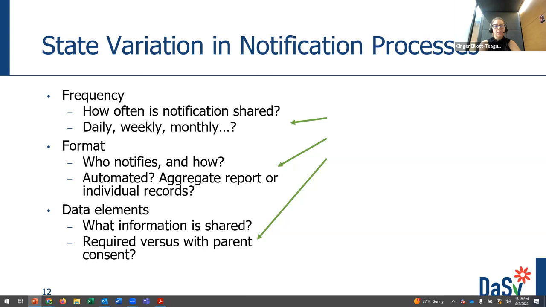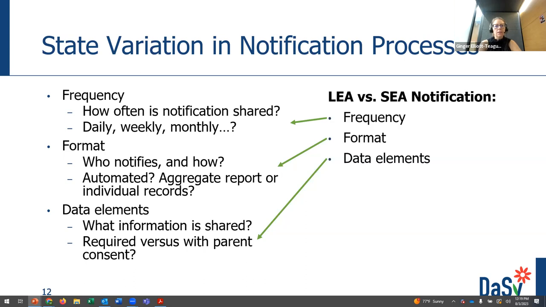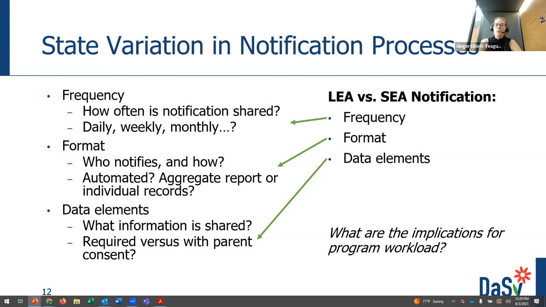Thank you, Michelle. So states can vary a lot on the data elements that are shared, but also other aspects of the process. So how often is notification shared? Is it daily? Is it real time? You may have weekly or monthly reports instead. And that can vary both across states, but also within a state, the differences between LEA and SEA notification. Format may differ. So who notifies and how is that notification happening? Is it happening through a report to a data system, or is it through, as I mentioned earlier, the post office in a letter that is mailed to the LEA?